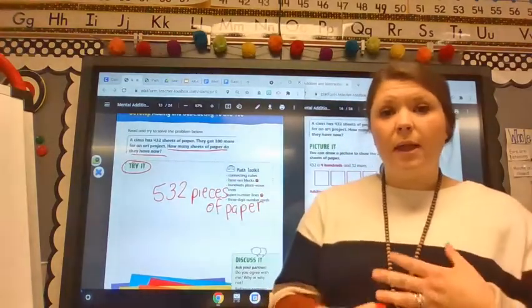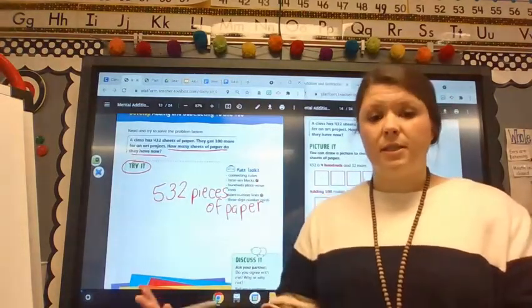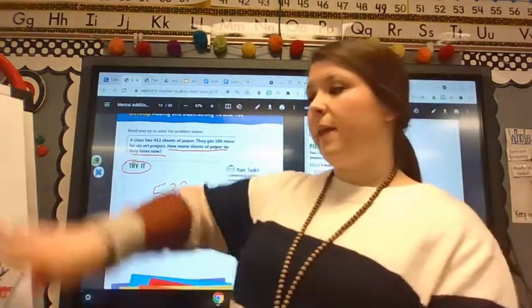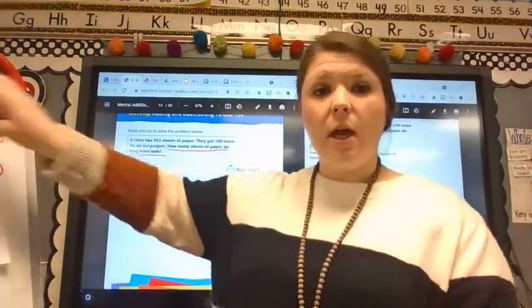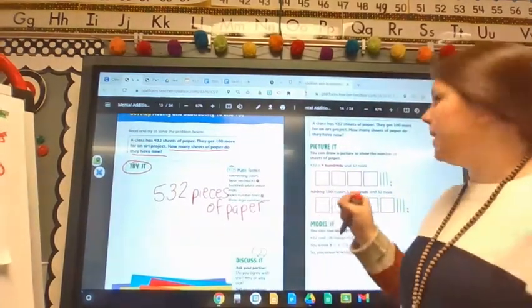Now, let's look at some ways that we could have modeled this in order to help us to be able to do this mentally, because you might not be able to do it mentally yet, but we're going to work on some strategies to help you do that mentally, okay? So let's look at page 378.